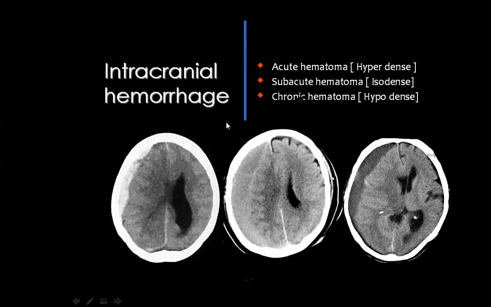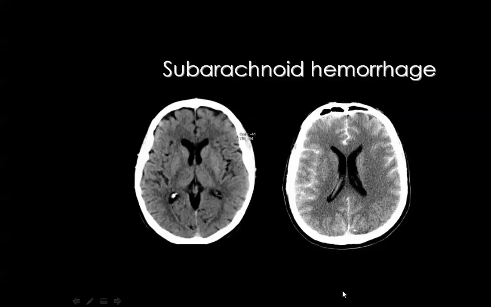Then acute blood will appear bright or hyperdense. Chronic blood will appear black or hypodense, and the subacute blood will appear gray or isodense to the normal brain parenchyma. Then we'll start first by the easiest of them, which is the subarachnoid hemorrhage.